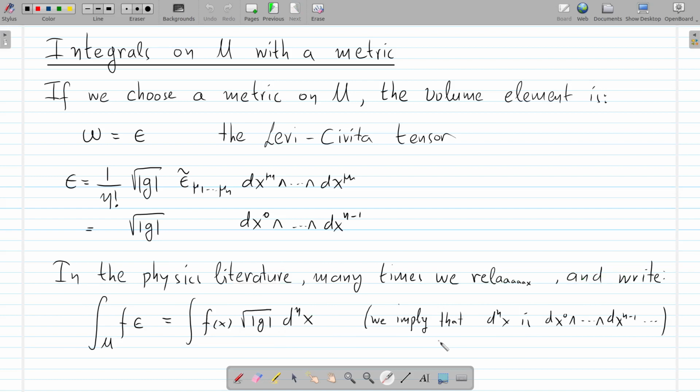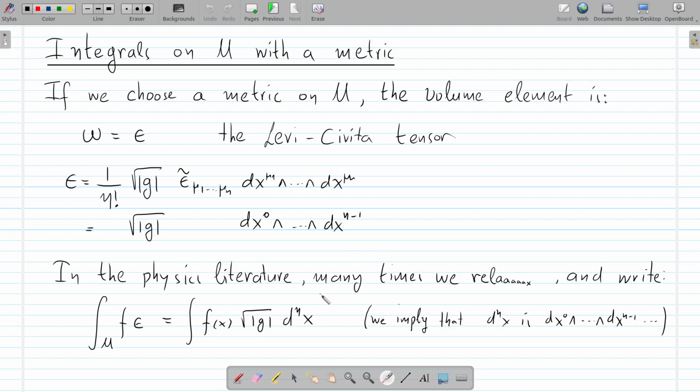So all integrals are defined with respect to the Levi-Civita tensor as a volume element. So we can integrate functions f or forms omega, which are f times epsilon, by computing the integrals the way we have defined them for any volume n-form before, for this particular n-form, of course.